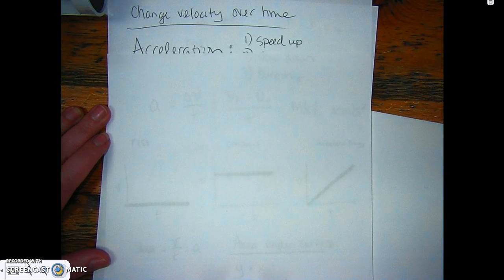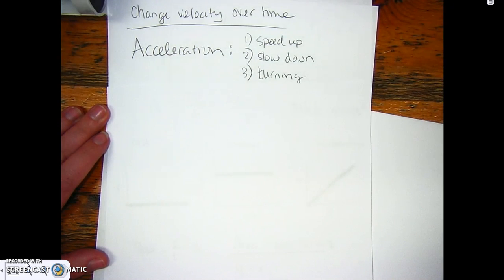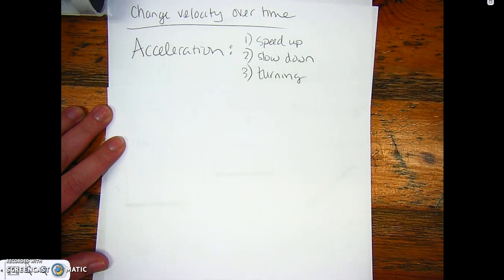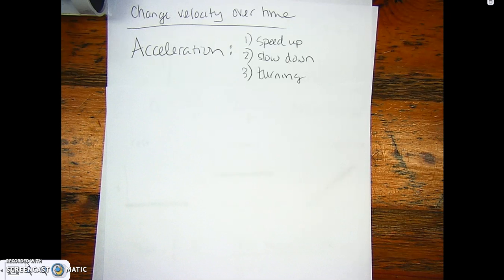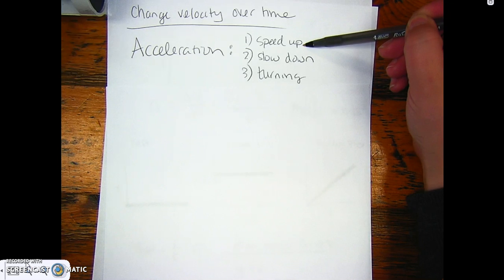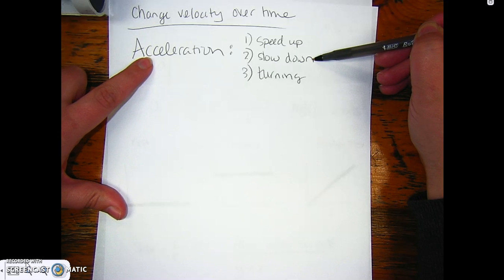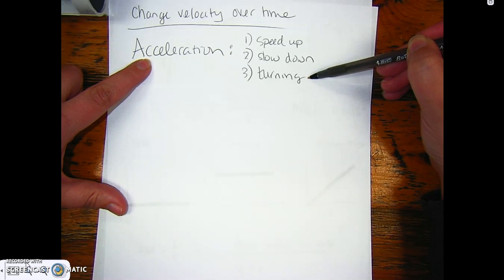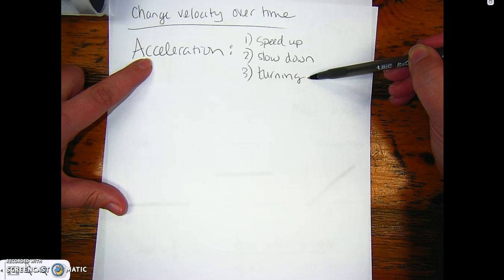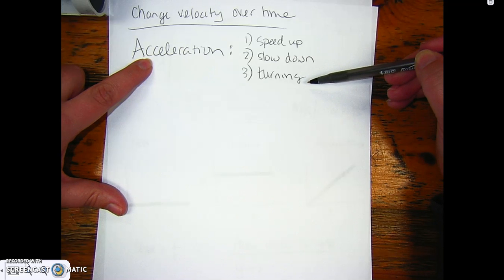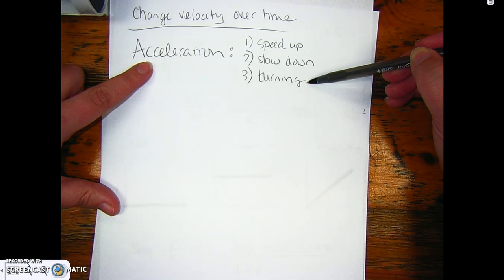And you can accelerate or change your velocity 3 different ways. Now, the most intuitive way, and the one you're probably most familiar with, is the idea of speeding up, right? So we can change your velocity by going faster, right? However, less intuitive is that acceleration can also mean slowing down. But because velocity also has a direction, you can also accelerate by turning. So even if you maintain the same speed, you can turn and then we'll have some form of acceleration.